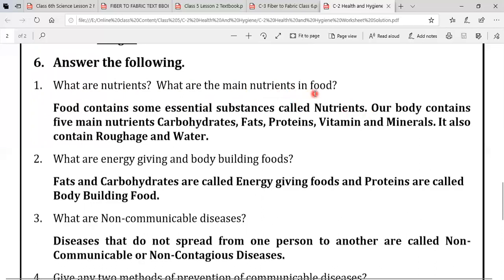What are the main nutrients in food? Our body contains 5 main nutrients.